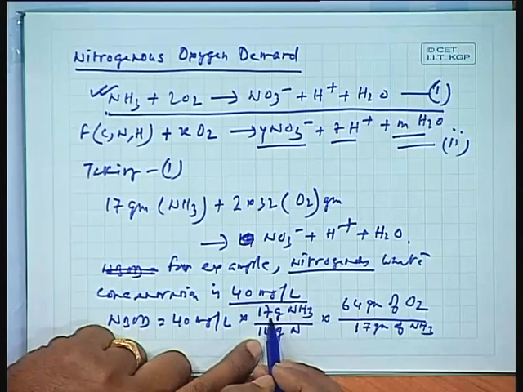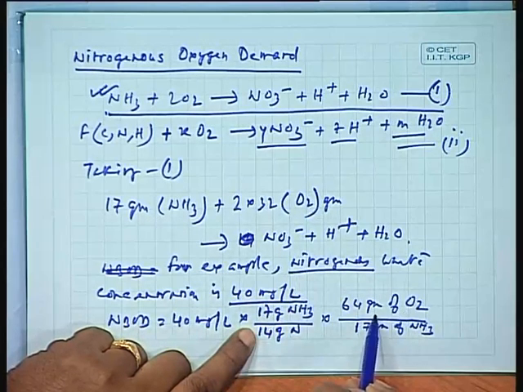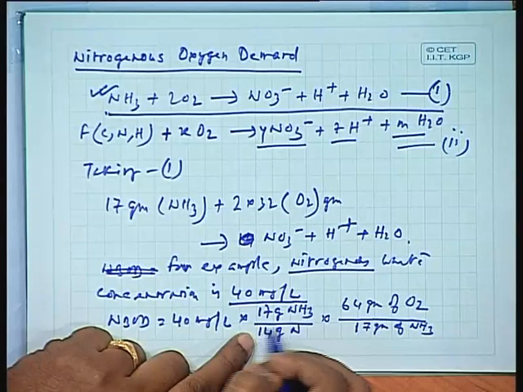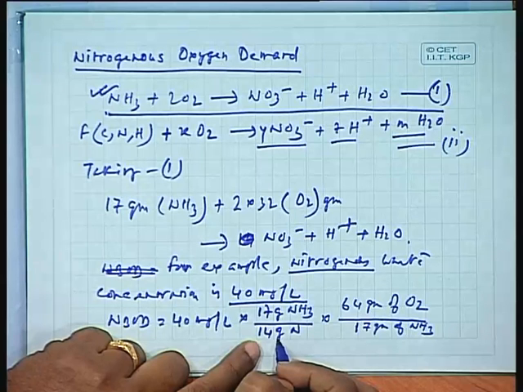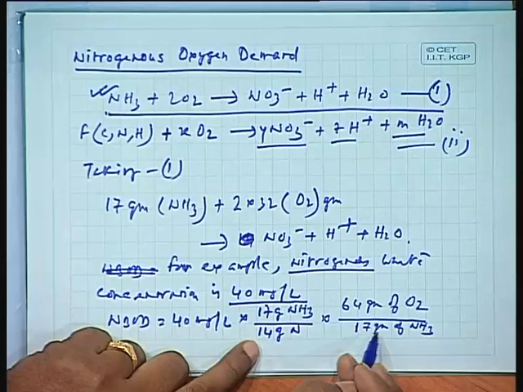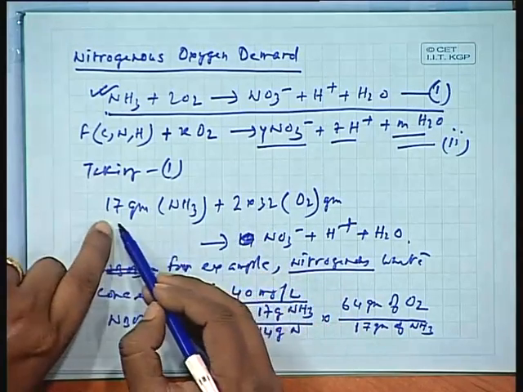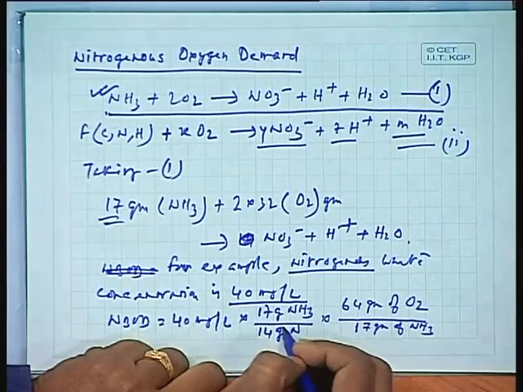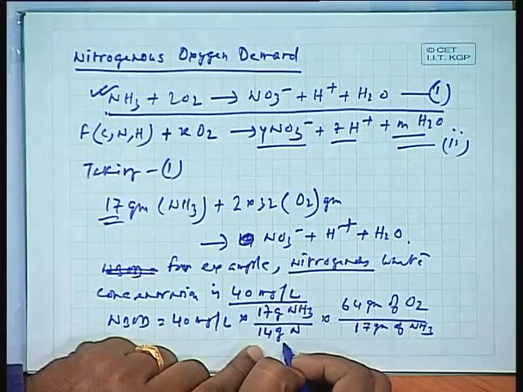So you can see that 17 gram of NH3 would require 64 gram of oxygen. 17 gram of NH3 means basically 14 gram of nitrogen. For every 17 gram of NH3 we would require 64 gram of oxygen, and every 17 gram of NH3 would essentially form 14 gram of nitrogen.